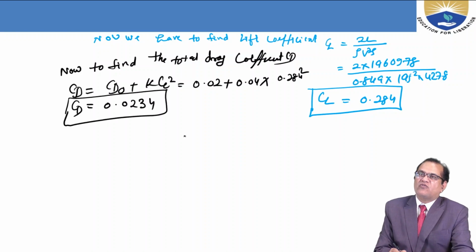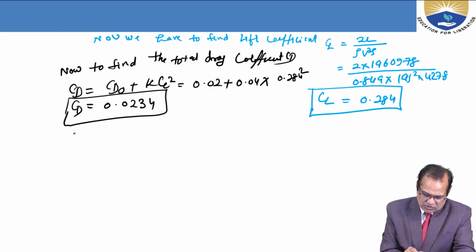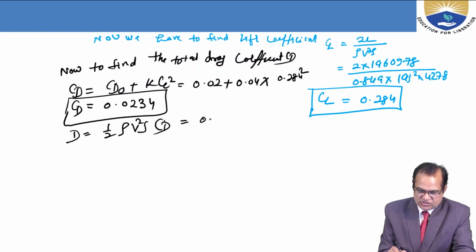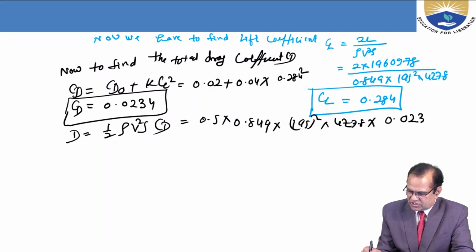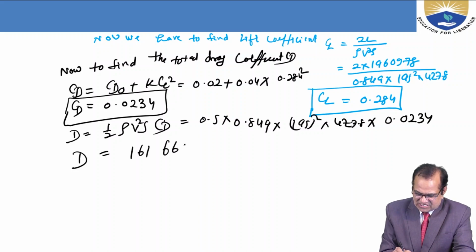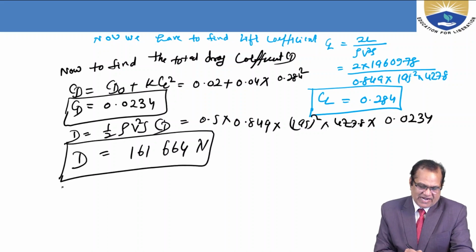From this CD we have to find out the drag, and from this drag we have to find out the thrust. So now this drag is equal to half rho V square S CD. Okay, so half 0.5, rho is 0.849, velocity is 195 square into 427.8 into 0.0234. So this drag you will get 161664 Newton. So we got this drag.